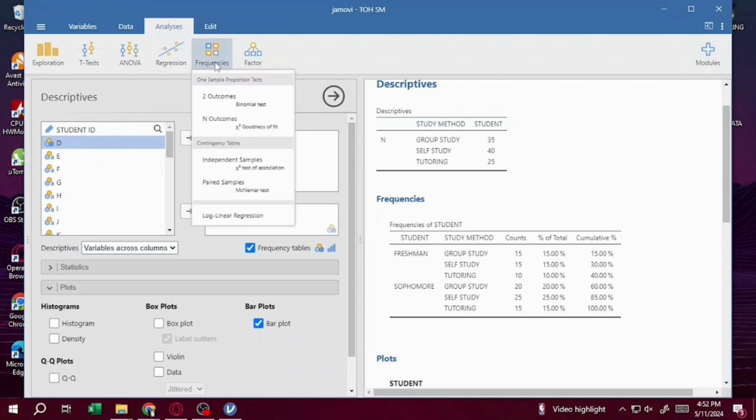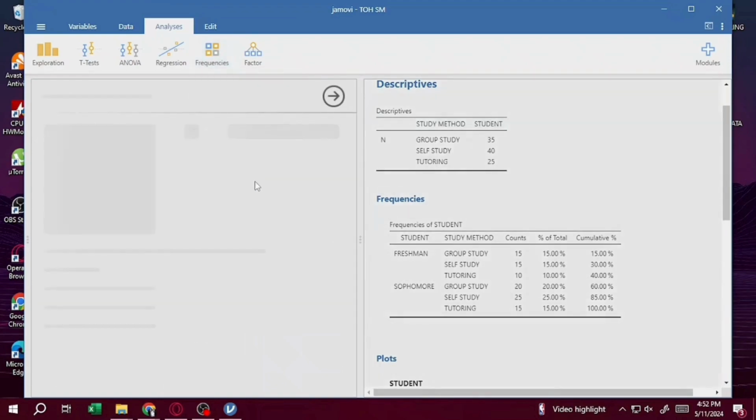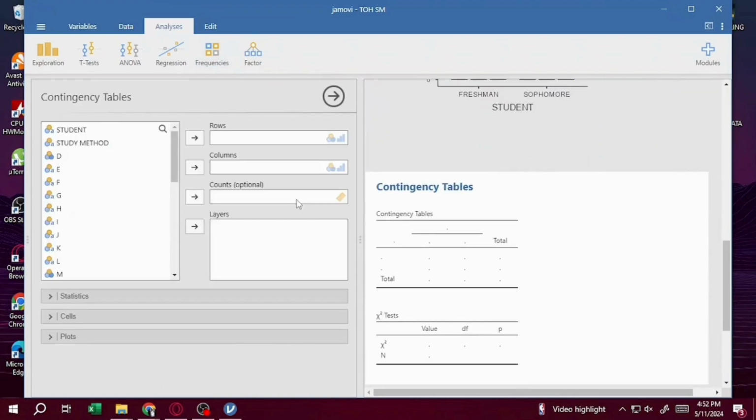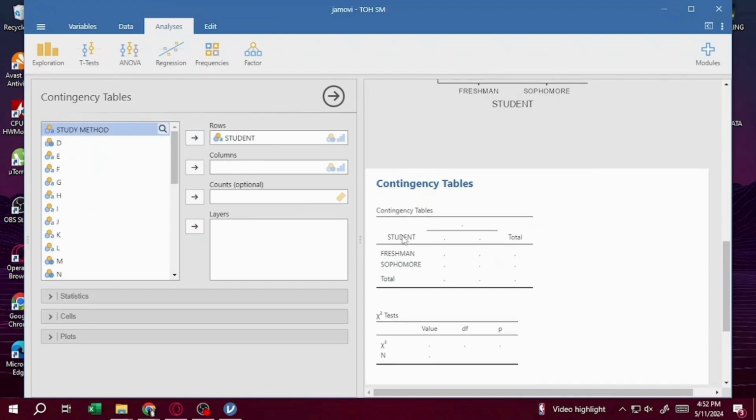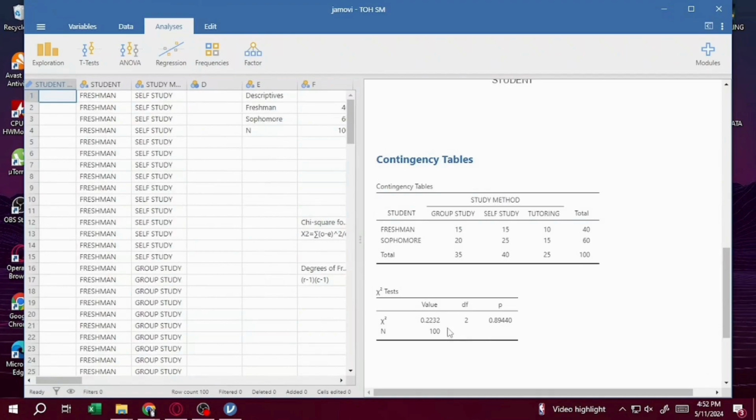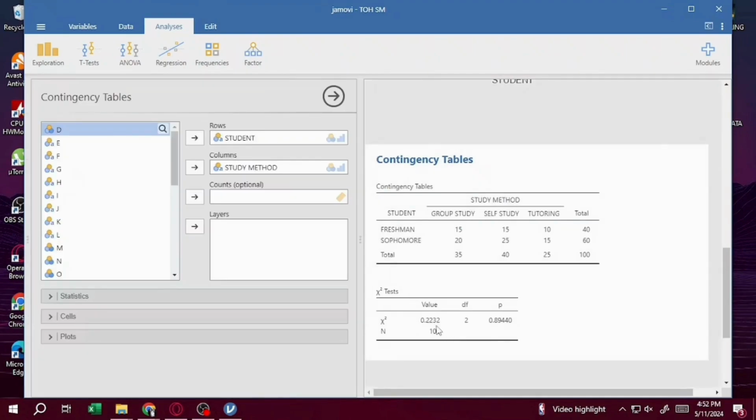Click the frequencies and click the independent samples. After clicking the independent samples, put the students or group to the row, and we need to put our study method to the column. So after putting our variables and the categories, we have the contingency table, and these are the values calculated for chi-square independence. You may counter-check it through the manual computation, but this method is much more efficient.